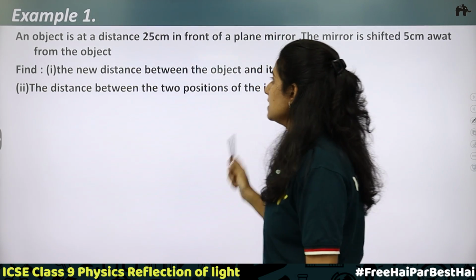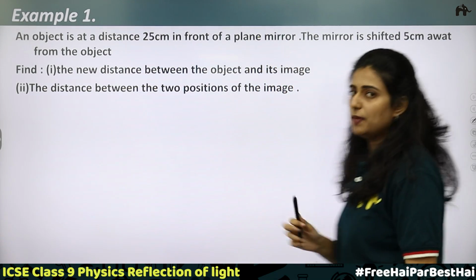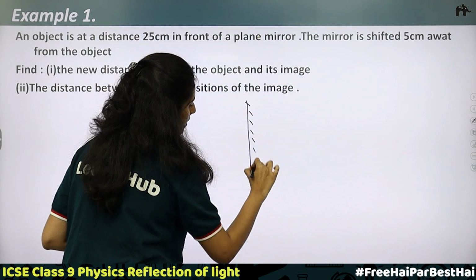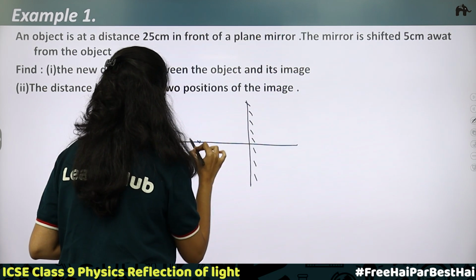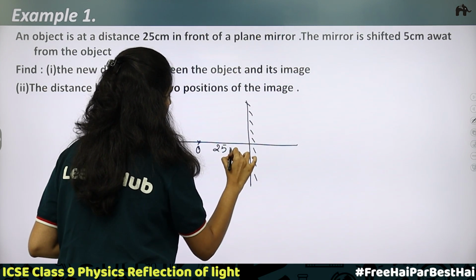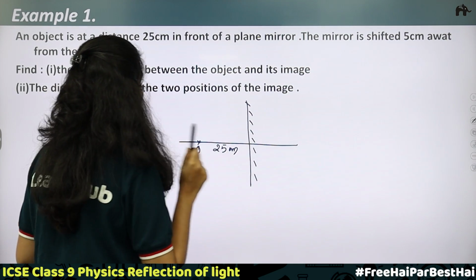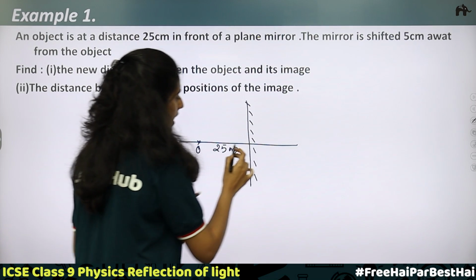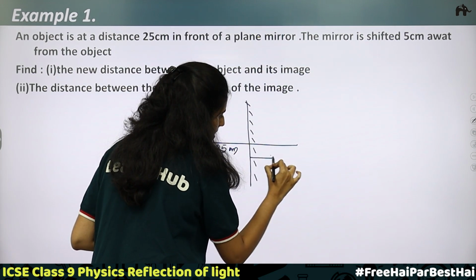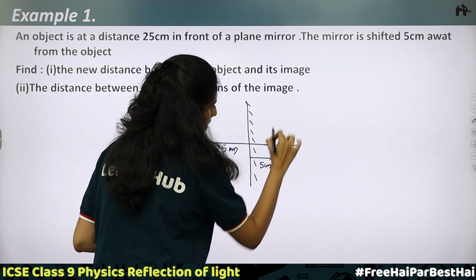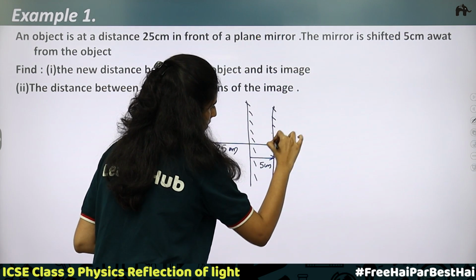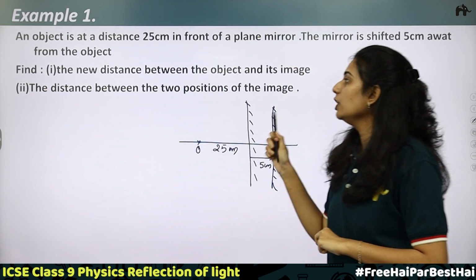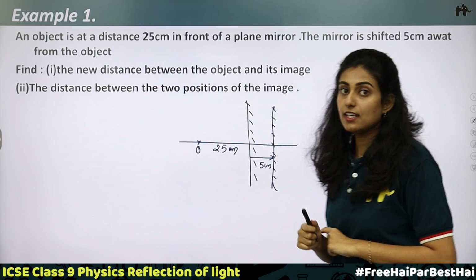An object is at a distance 25 centimeter in front of a plane mirror. So here we are considering a plane mirror. This is the plane mirror, and at a distance of 25 centimeter, we have the object. The mirror is shifted 5 centimeter away from the object. Away from the object means the mirror is moving this much distance, 5 centimeter. Find the new distance between the object and the image.